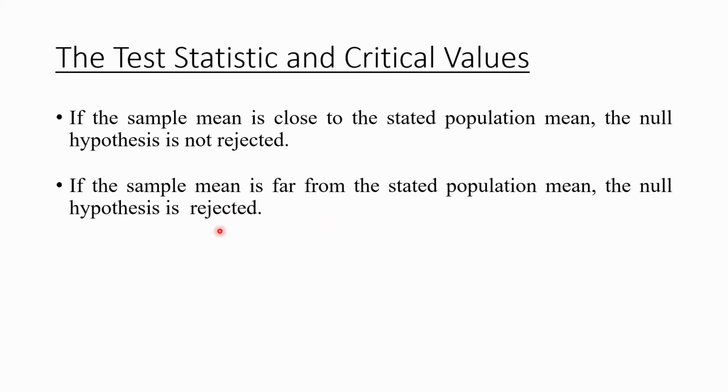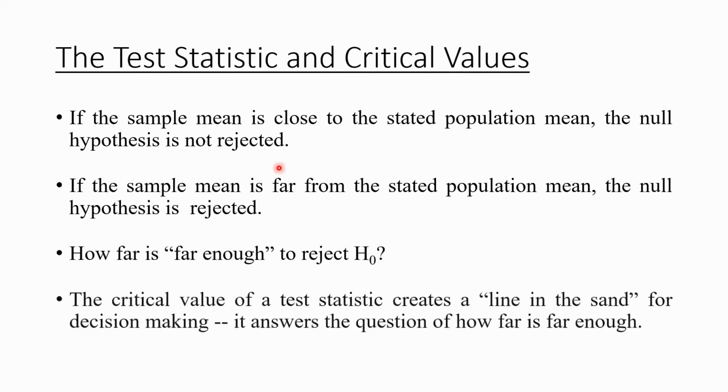So this word far is a very vague term. How do you define this quantitatively? How far is far enough to reject H naught? That is where the critical value of a test statistic comes into play. So let's have a look at this graphically. What are these critical values?